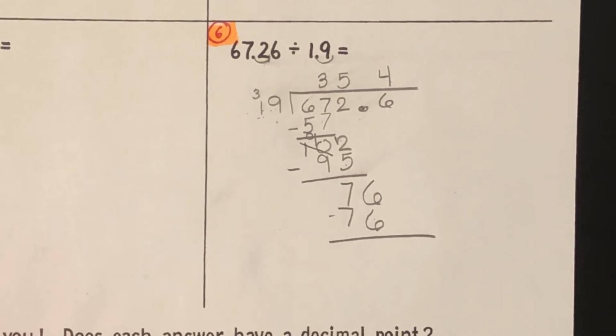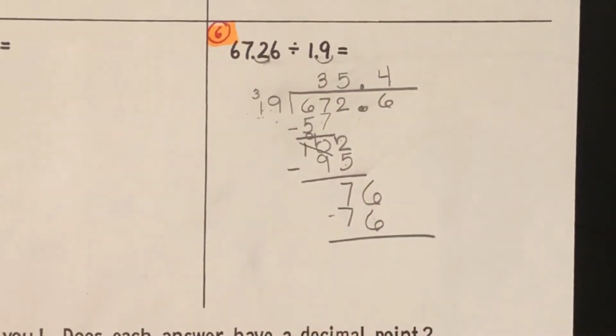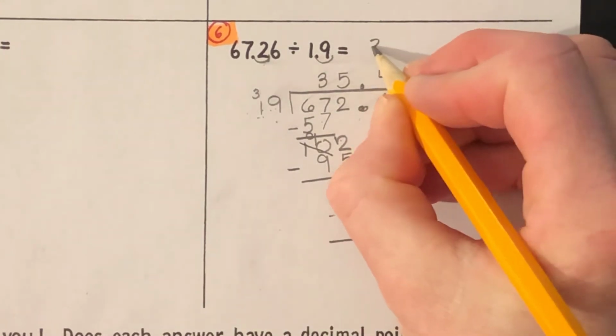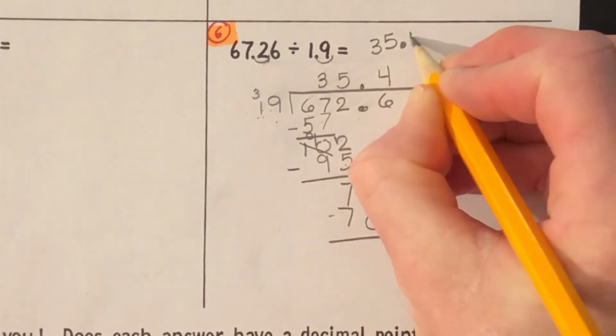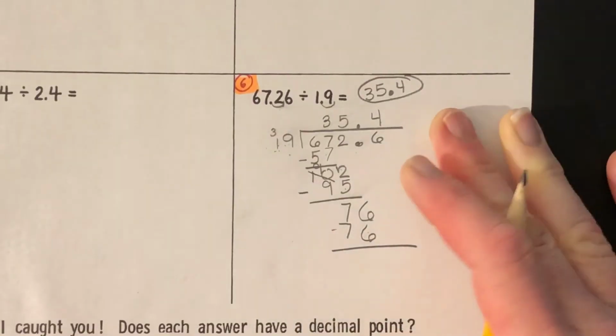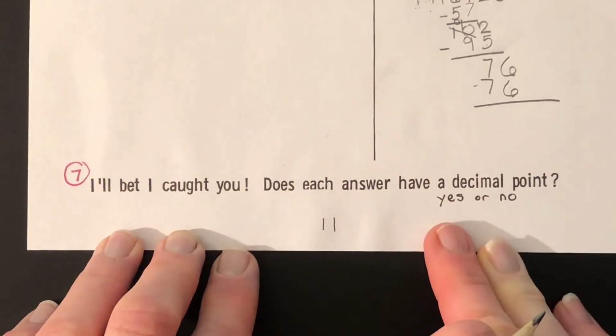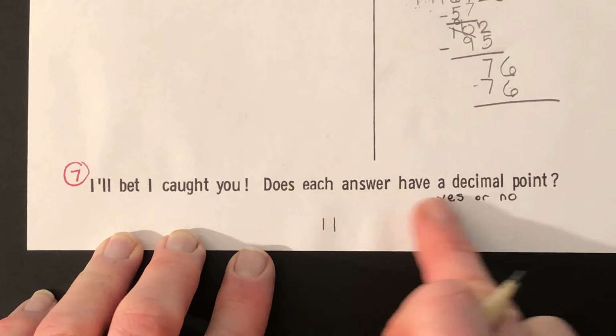Am I finished yet? Of course not. I heard you all say no. Good for you. This decimal goes up into my quotient. Then my answer up here is 35 and 4/10. Make sure when you finish that you come down and do number 7. We can't do that yet because you have to answer this about all of them. Did each answer have a decimal point?